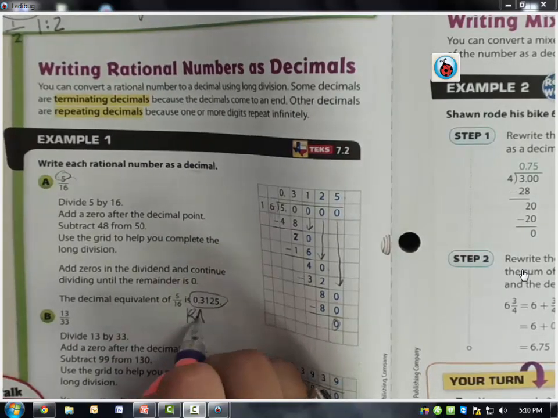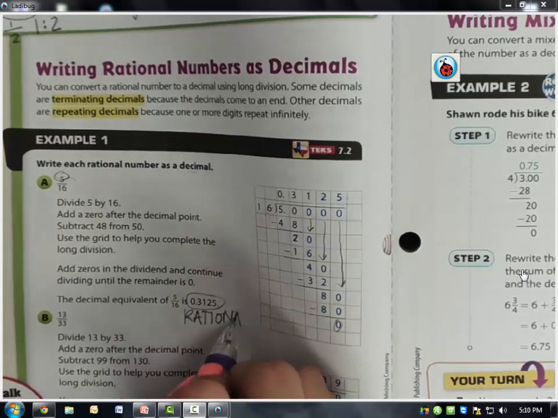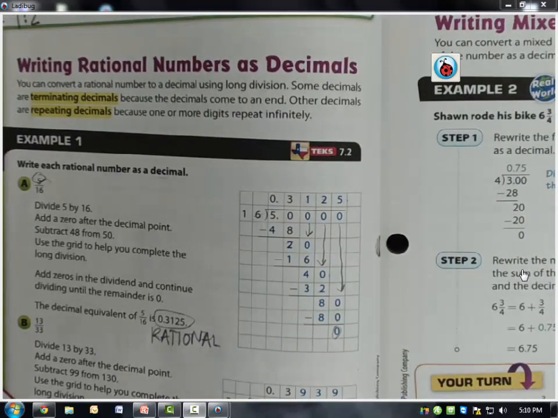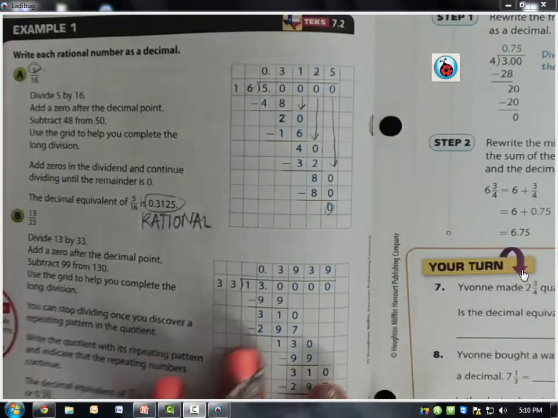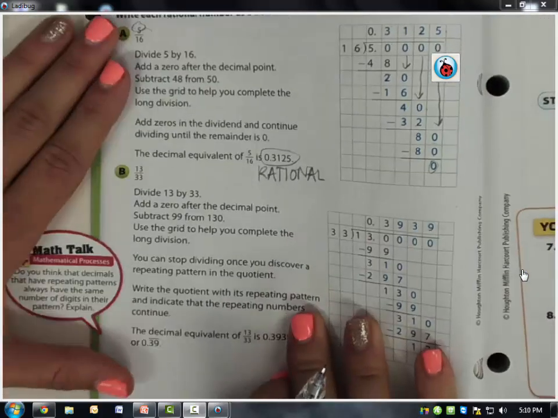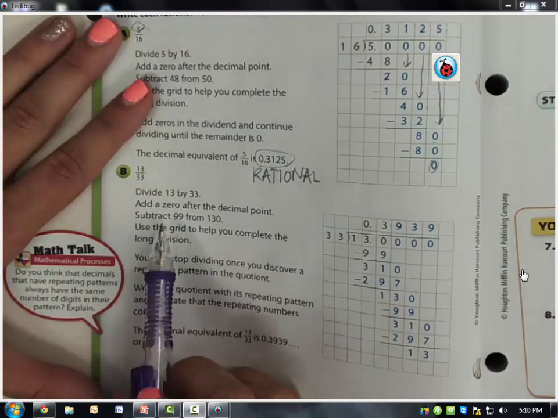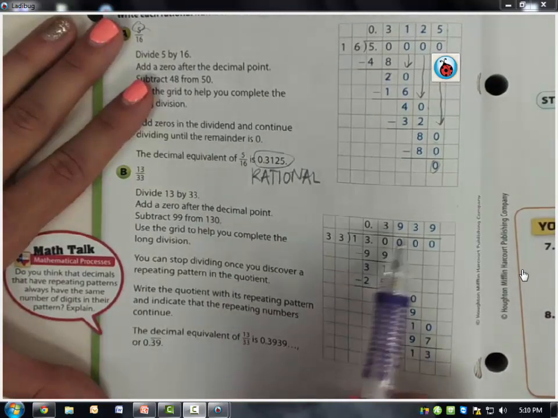Alright, look at this next one. They want to divide 13 by 33. Alright, same process. They divided it out. I'm not going to do it for you again. You can look at it. You can also do it yourself. But what do you notice?